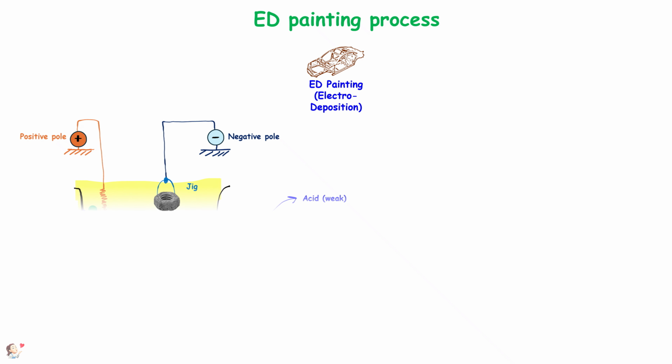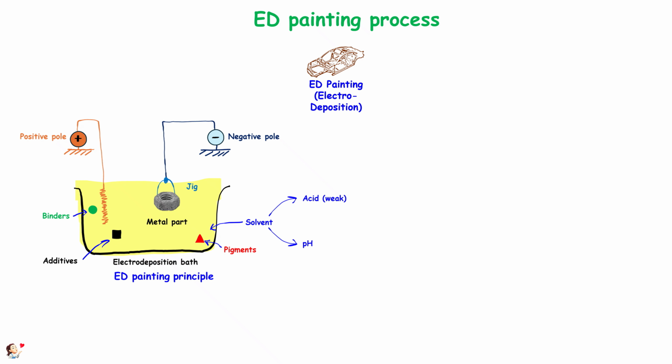The product is attached to a jig and immersed in an electro-deposition bath. Based on the ED painting principle we learned earlier, the final result of this step is that the metal part is painted, but only the ED primer layer. Therefore, the ED primer layer is considered the most important layer in ED painting.